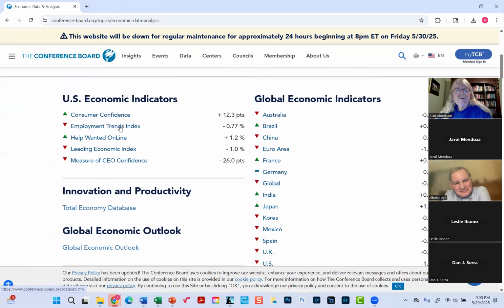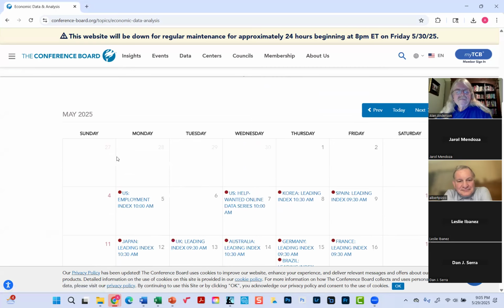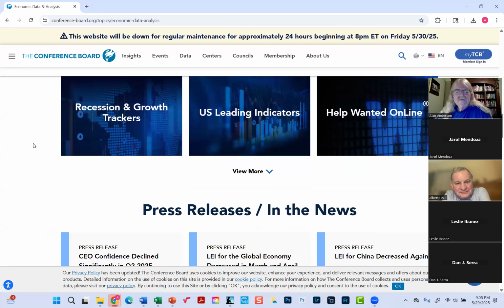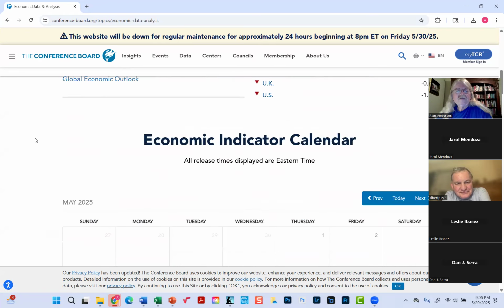I don't know what this one is. Employment. We'd have to see how they define it. Help wanted online. Wow, that's kind of interesting. Help wanted. Does anyone ever get a job anymore from help wanted ads? I don't know. Leading economic index, that's their creation, measure of CEO confidence. A calendar showing us when all these numbers are coming out. They have all this good stuff here.